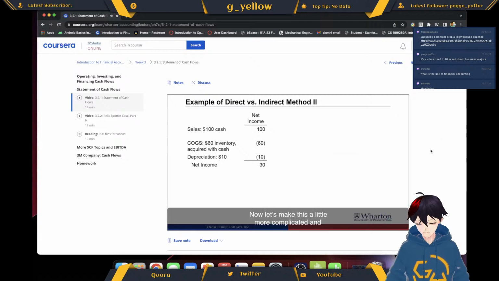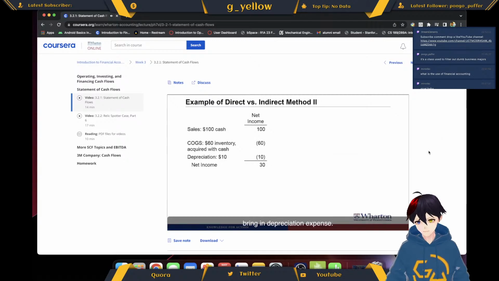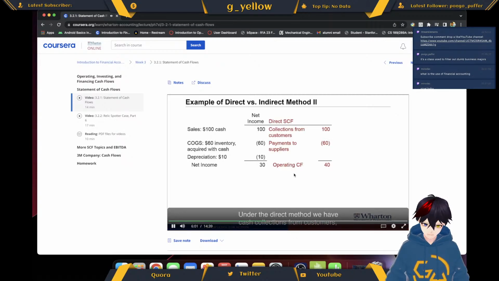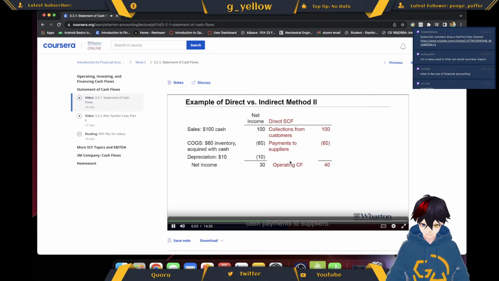Now let's make this a little more complicated and bring in depreciation expense. So we start with cash sales and cash COGS like in the prior example. But now the company has a $10 non-cash expense, depreciation, which gives the company a net income of 30. Under the direct method, we have cash collections from customers and cash payments to suppliers. Of course, there's no cash flow involved in the depreciation. So we end up with the same operating cash flow of 40.